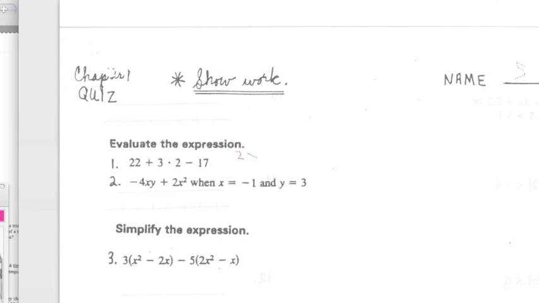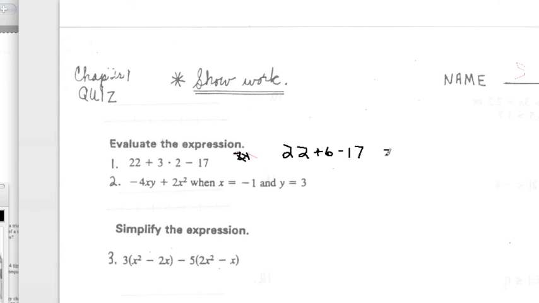Let's do a better color and a thicker brush. So that's 22. Alright, try again. 22 plus 6 minus 17. So that's 11.